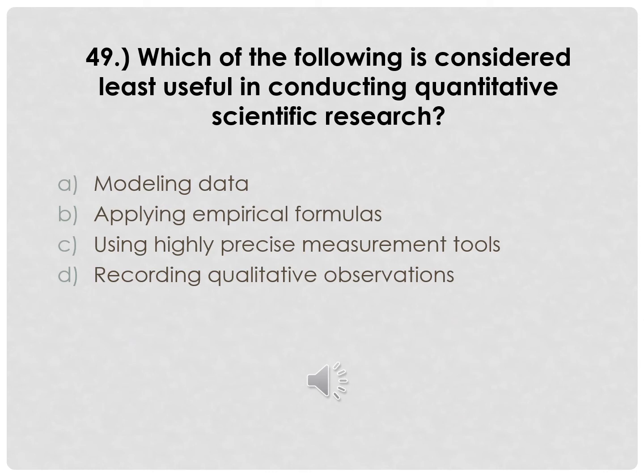Which of the following is considered least useful in conducting quantitative scientific research? First of all, we need to know the difference between quantitative and qualitative data. Quantitative data are anything that can be expressed as a number or quantified, whereas qualitative observations can be observed but not measured. So when we're looking at conducting quantitative scientific research, answers A, B, and C, modeling data, applying empirical formulas, and using highly precise measurement tools are very useful. Option D, recording qualitative observations, is the least useful. So D is our answer.